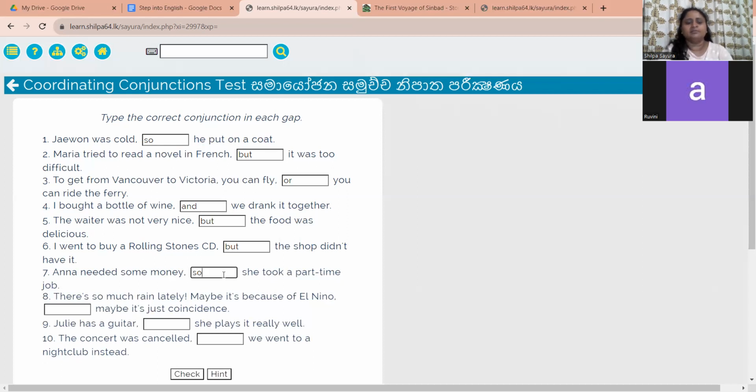If not, we didn't learn about that, but it's a small short form. Instead of if not, you can use: or maybe it's just coincidence.